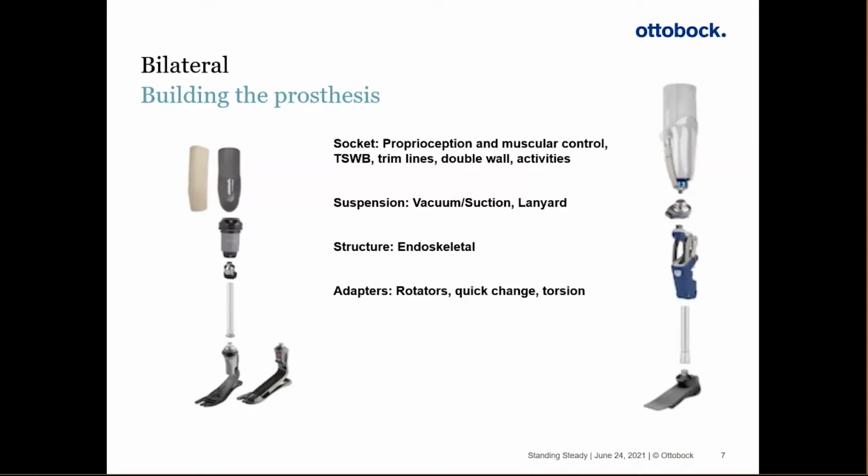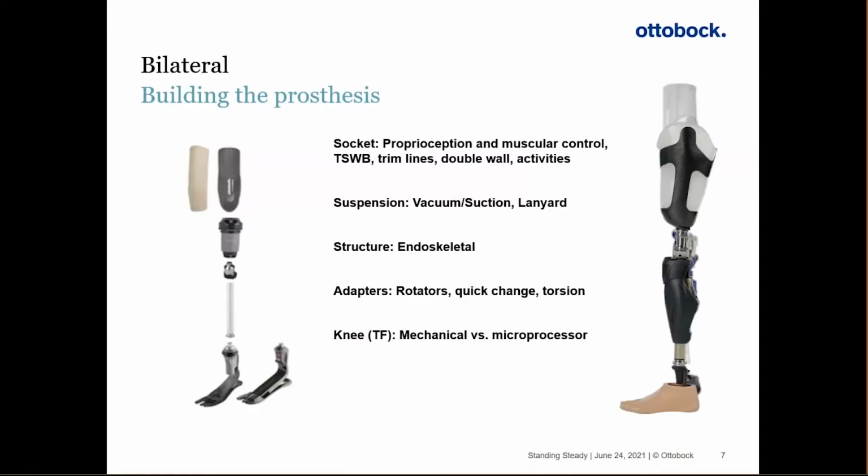We'll talk a little bit throughout this presentation about different adapters, the use of a rotator for easy donning of clothing, shoes, dressing, quick change for changing out feet if that's something that's desirable. And we'll talk about maybe the benefits of torsion, or advantages and disadvantages that might be there as well. When we look at the above-knee transfemoral amputation or end user, then we're looking at mechanical versus microprocessor knees, and we'll talk about that throughout this as well.